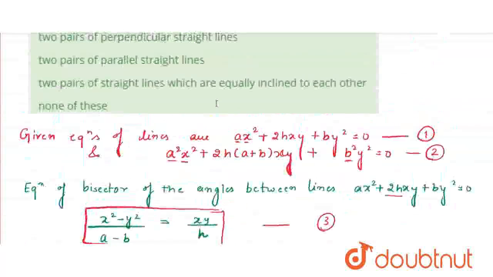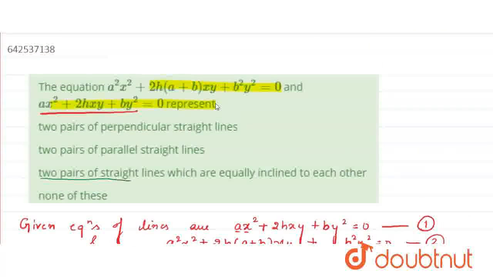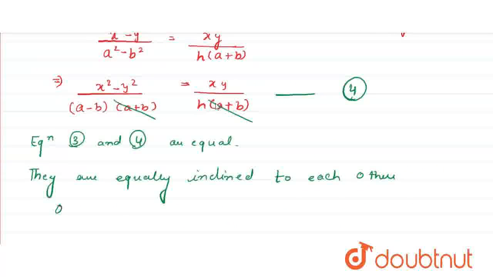So let's look at the options. The option is two pairs of straight lines which are equally inclined to each other. So option C is correct. Right, this was the solution. I hope the solution is clear to you. Thank you so much.